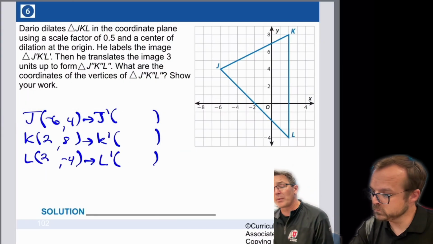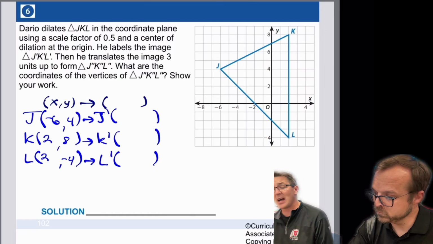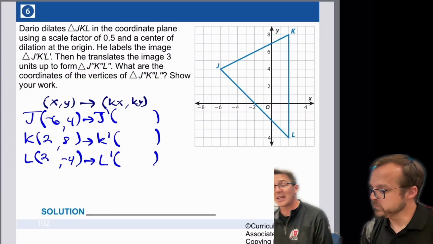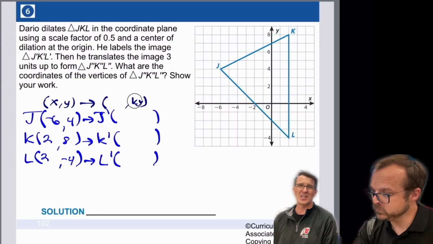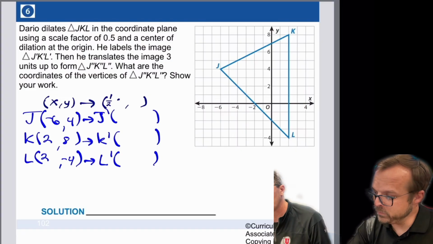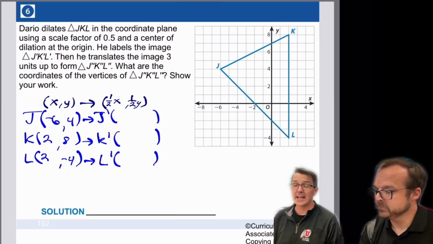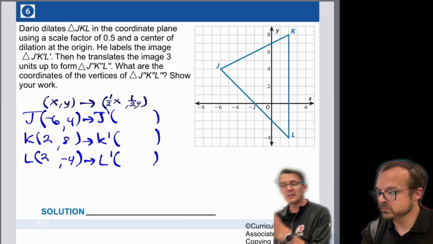My original is (x, y), and my dilation means (k times x, k times y). But in this case, we're replacing the k with 0.5, which is the same as a half. Does it matter? No. Some people find that easier to put in a calculator. I'm going to write 1/2 if you don't mind, but if you put it in your calculator as 0.5, same thing.